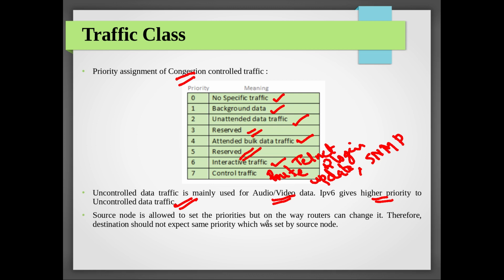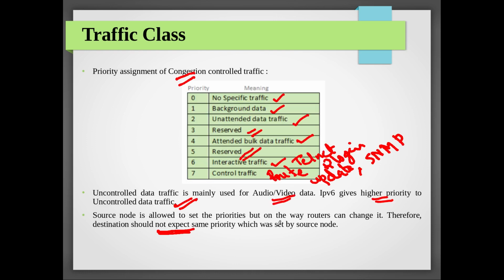So the source node is allowed to set the priorities, but on the way the routers can change it. That is important, because if you are giving that permission to the source, then everyone is going to make their traffic of higher priority. So that should not happen. So on the way, the routers have privileges to edit the priority which you are setting. Okay. So therefore, and this is a very important point, the destination should not expect the same priority which was set by the source. Source may be setting one priority, but on the way the routers can change it. So there is a chance that the destination is getting a packet with a priority value that is different from what is set by the source. Okay, so that is about the traffic class field.